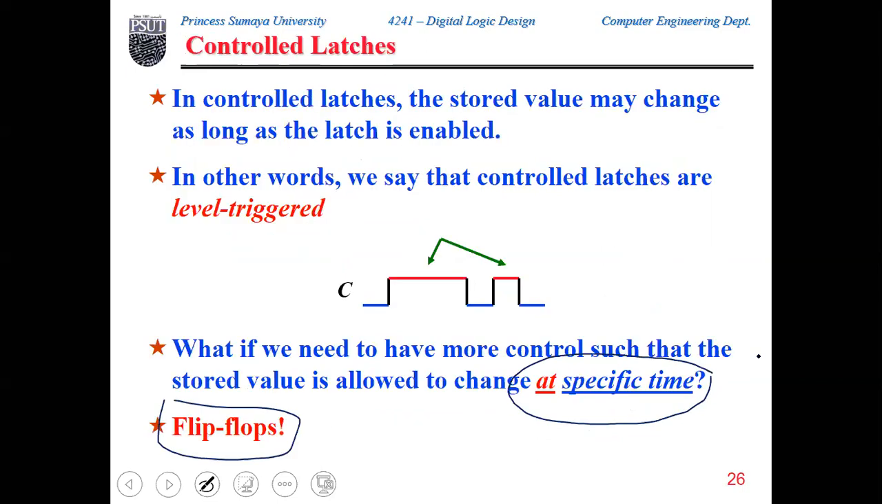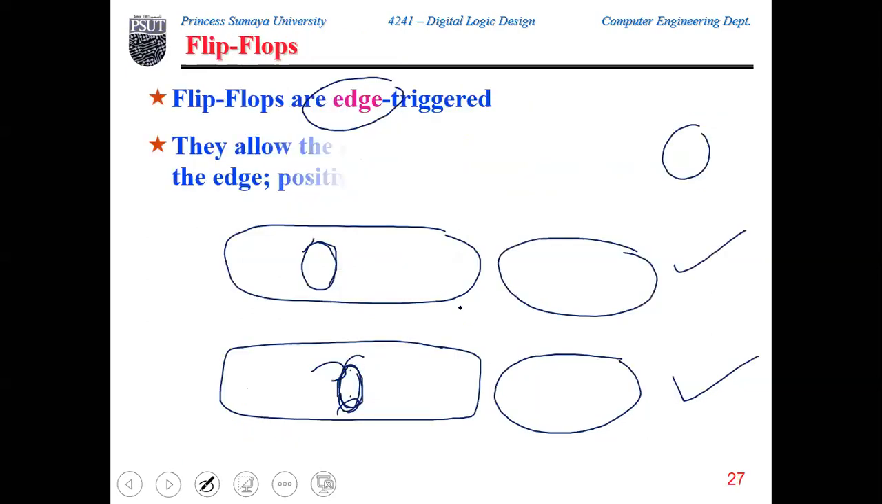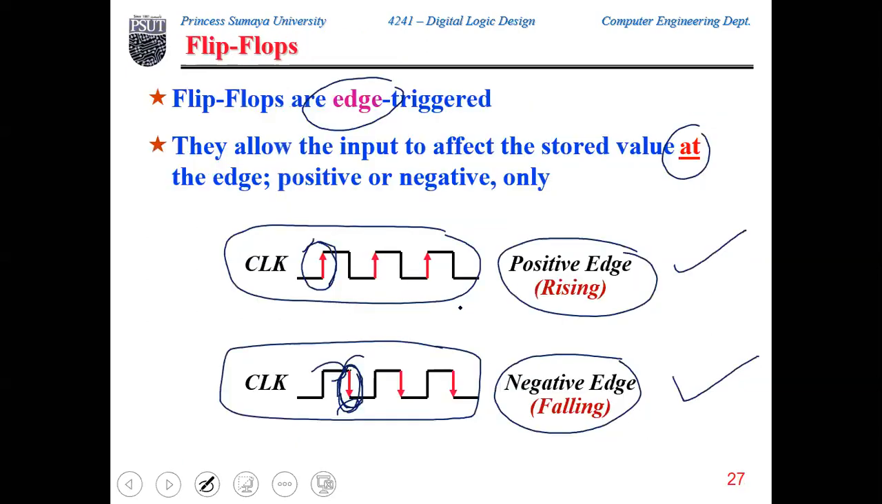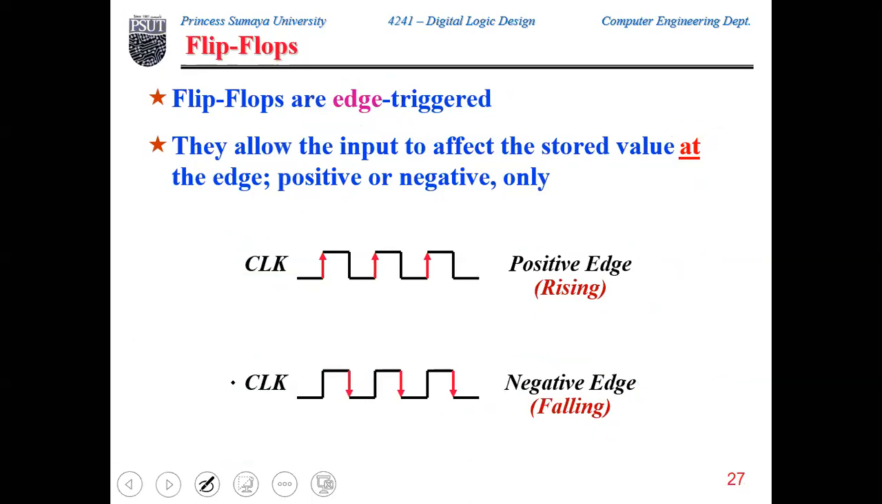This is different than the clocked latches, where it is level triggered, level activated, either at the high level or the low level, at the positive pulse or at the negative pulse. So if you look here, we can define this specific instant of time, either by this or by this. Okay.